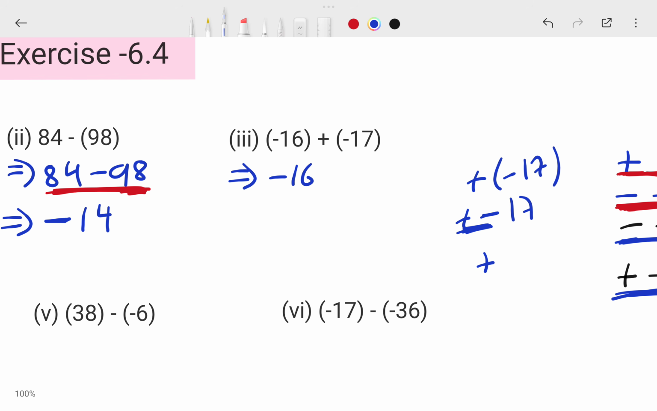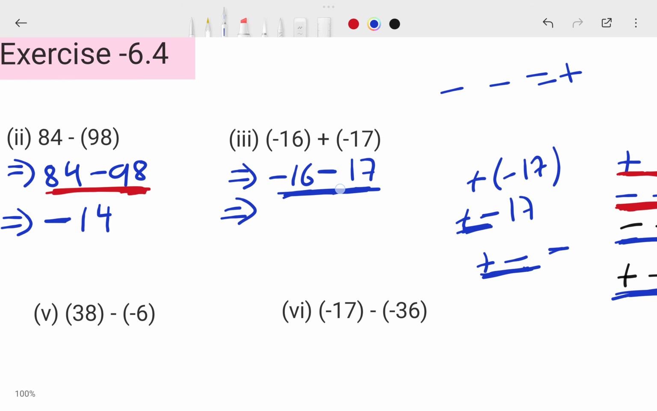Here it is given plus, and it is given minus. So plus minus, when two different symbols are there, it is minus only. Plus minus is always negative. So that is going to be 17. Is it clear? After that, if you look at this one, here minus 16 and minus 17 are there, so let's make it together. This is given minus, so minus minus is always plus.